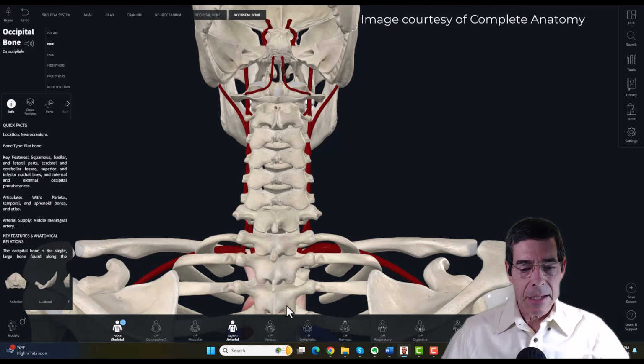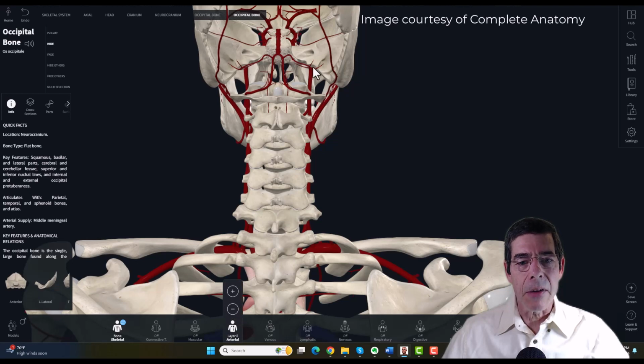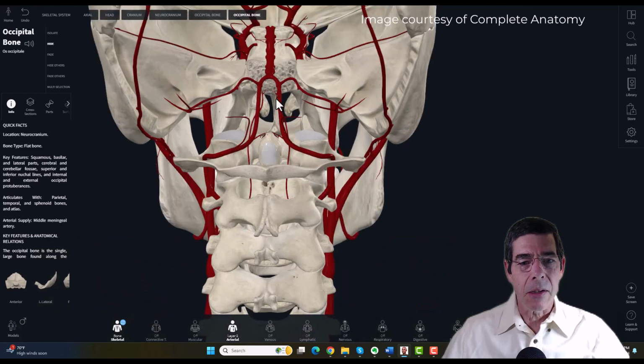And let's add just another layer of arterial structures in here. You can see they blend together into what's called the basilar artery, which is a major blood supply to the brain.